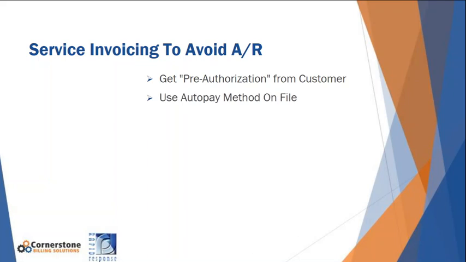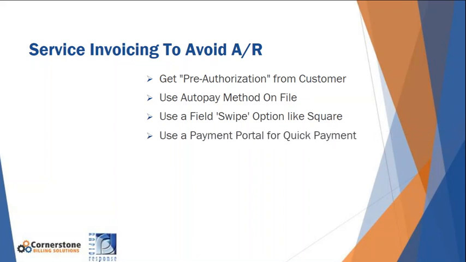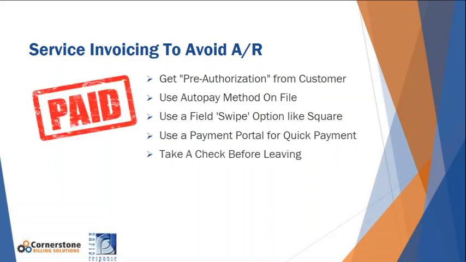Using an auto pay method that's already on file for a service call, since increasingly people are signed up for auto pay, just simply getting the customer to say, let's go ahead and run your existing card. Very effective. Using a field card swipe option like Square, increasingly used to get immediate payment. Payment portal like the Alarm Payments website that we have to get payment quickly. And finally, you can walk out the door with a check, kind of the traditional way of getting paid.